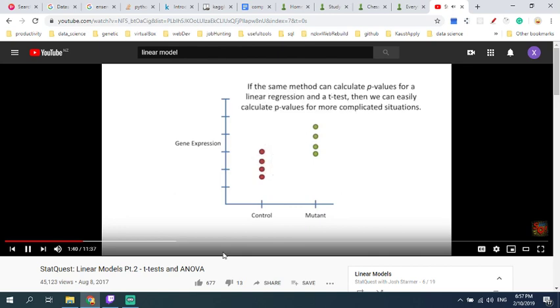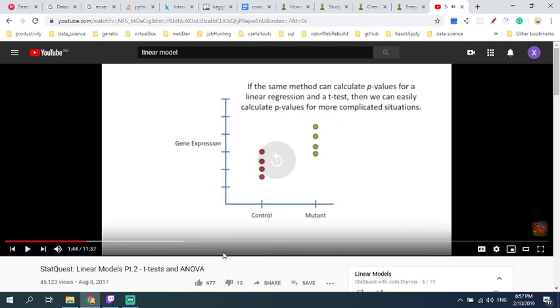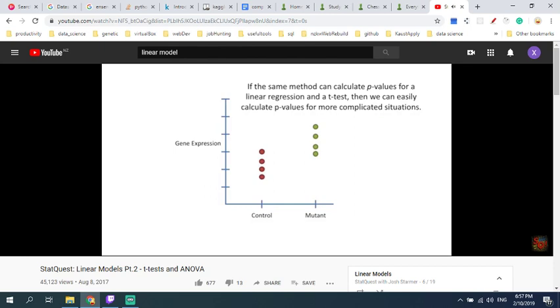If the same method can calculate p-values for a linear regression and a t-test, then we can easily calculate p-values for more complicated situations.